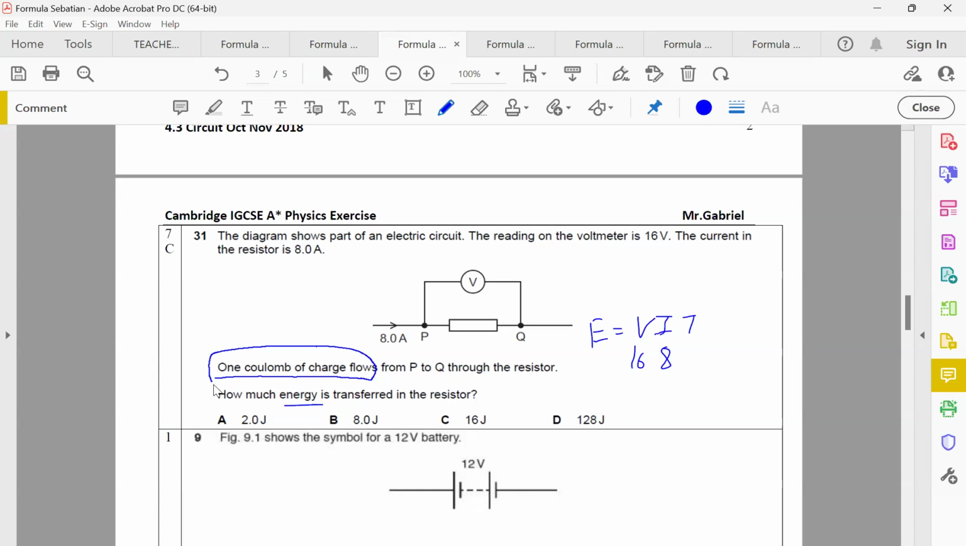Okay. So, everyone, what does 1 coulomb of charge mean? What's the formula for coulombs again? There's 2, right? What's the formula?